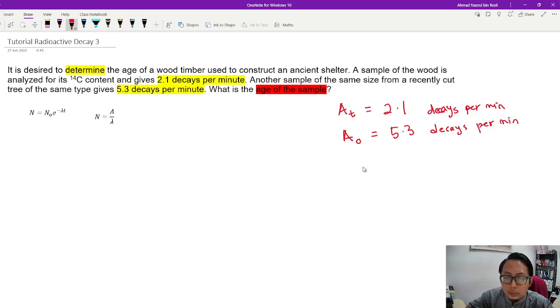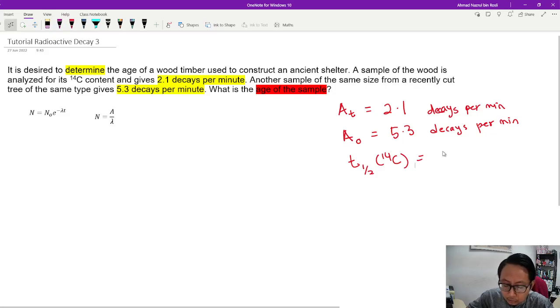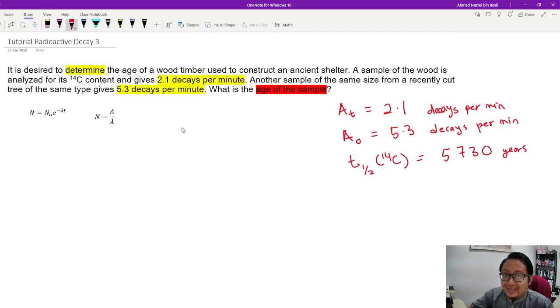Another point that we need to put here is the half-life for carbon 14. The half-life for carbon 14 is around 5,730 years. So we try to find T. This is an example where we try to find the value of T.